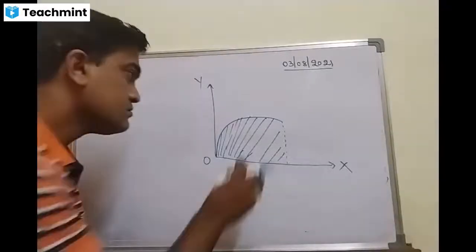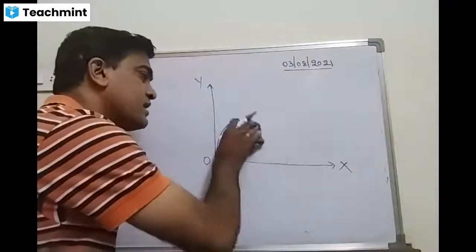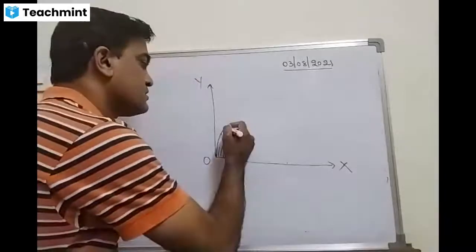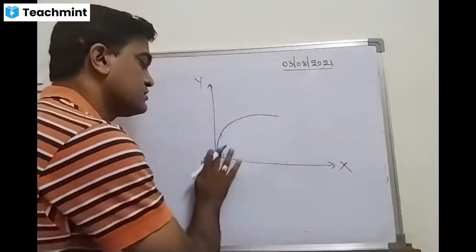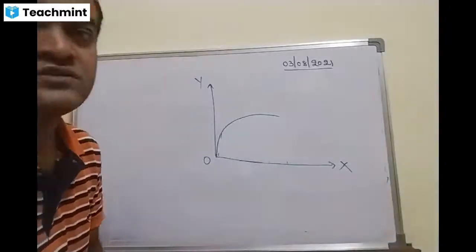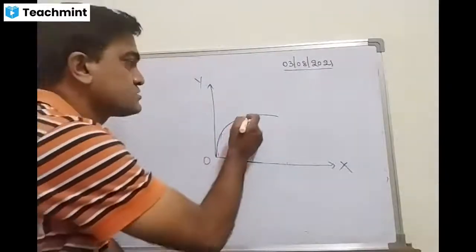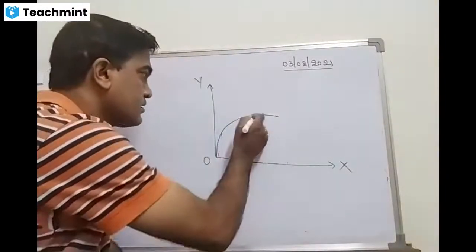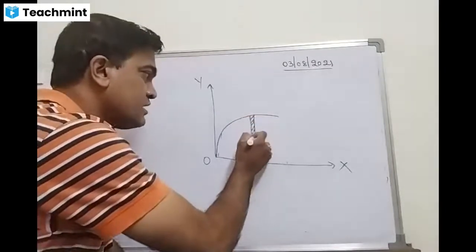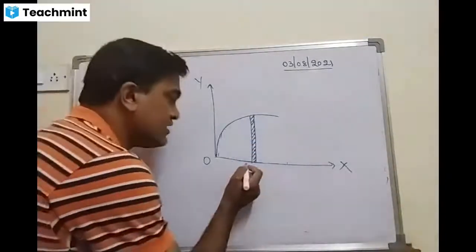So let's do one thing. Let me show you. I'm erasing the shaded part. If the graph is like this, then what you have to do is consider a small elemental strip. That means this is the elemental strip, a small elemental strip of length dx.